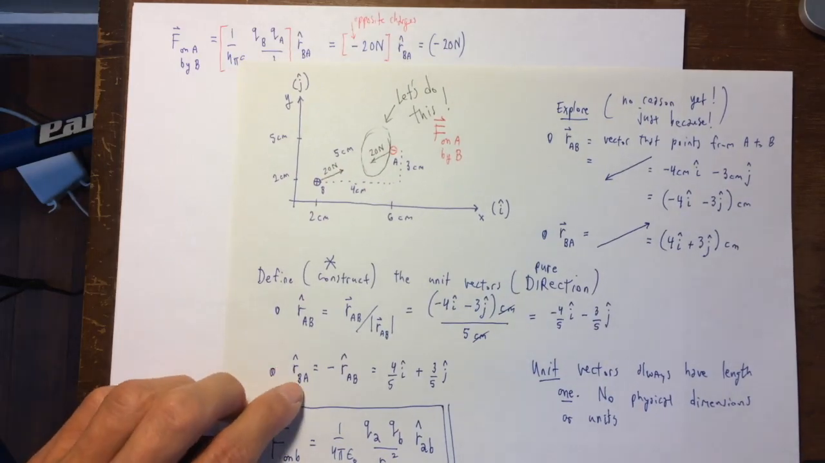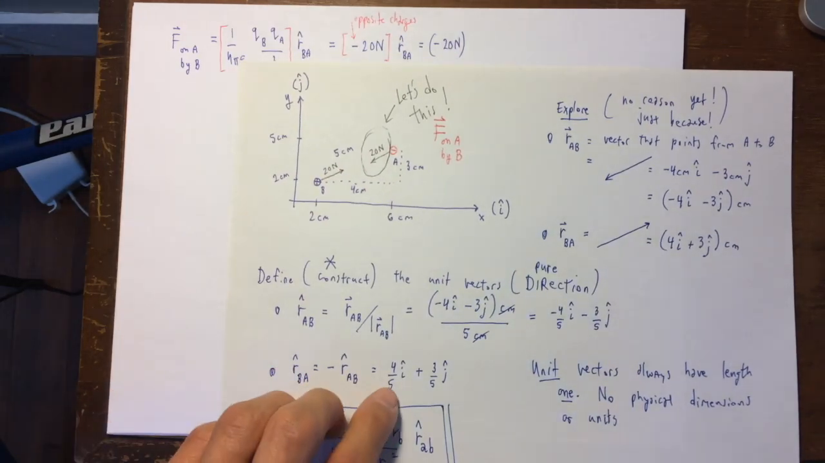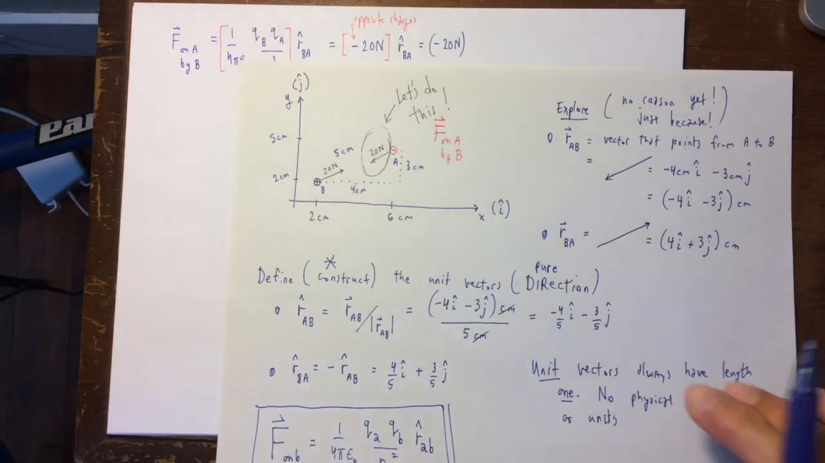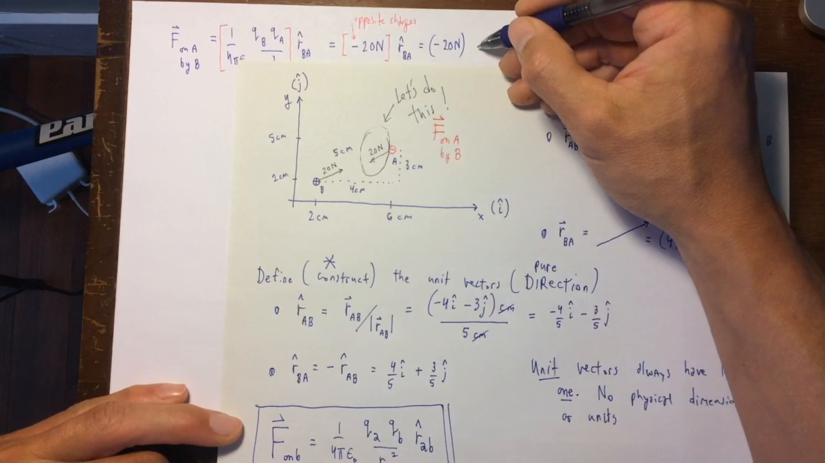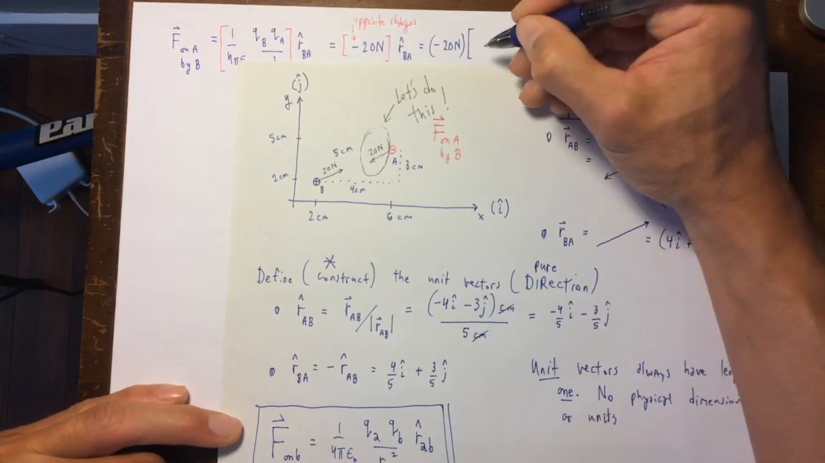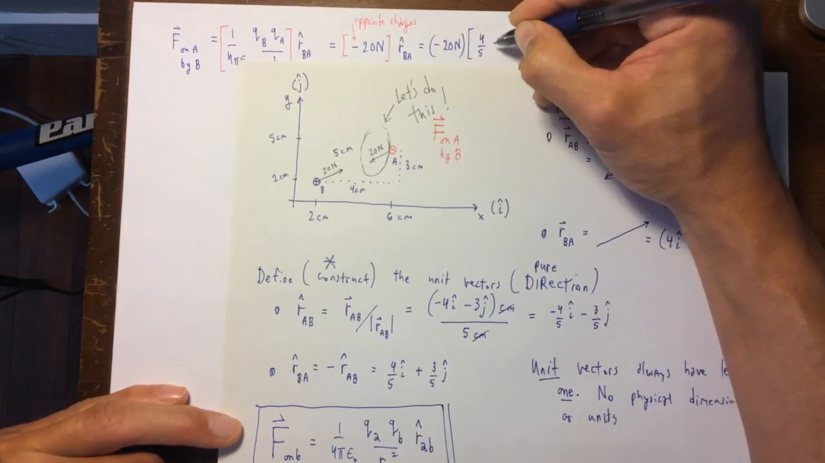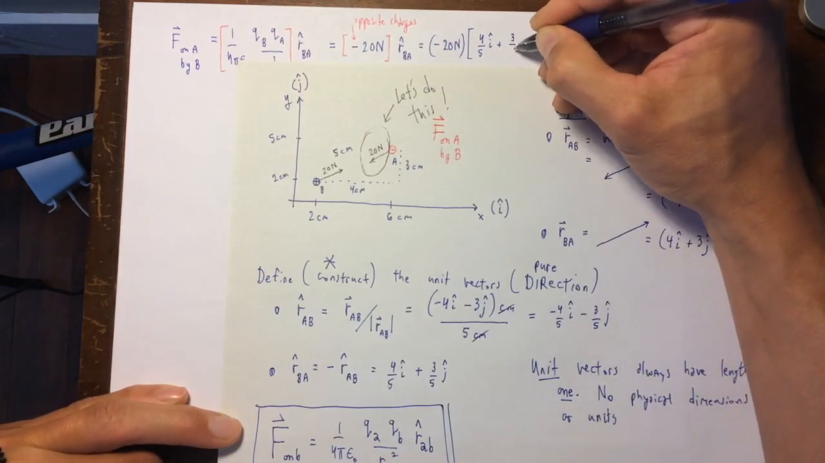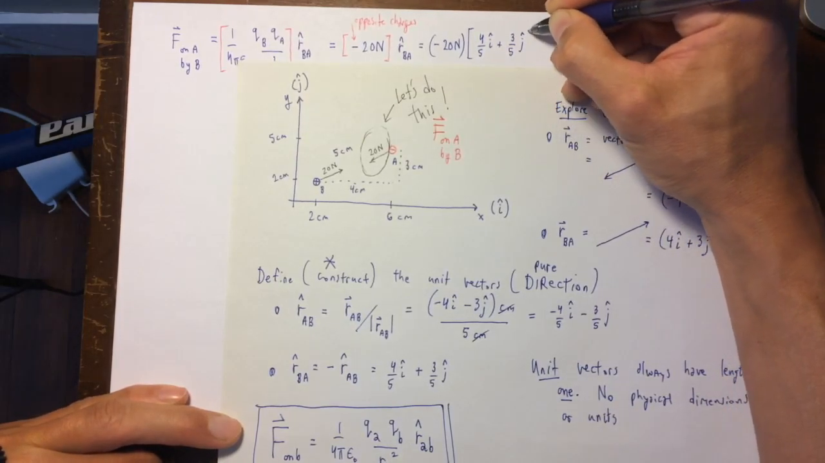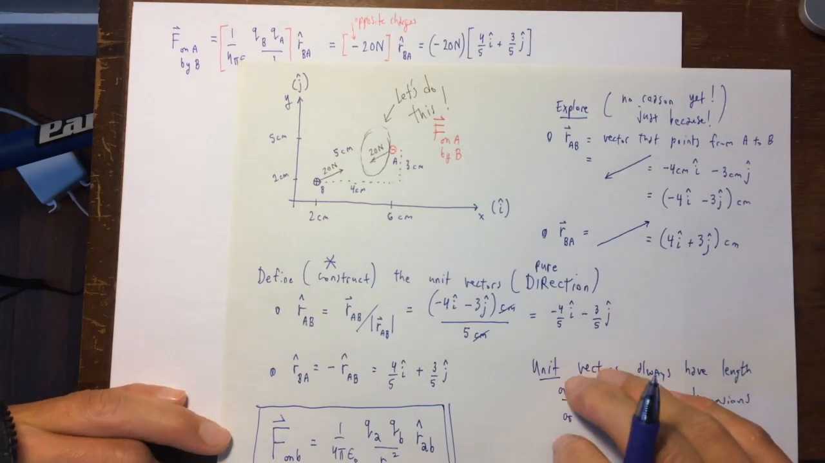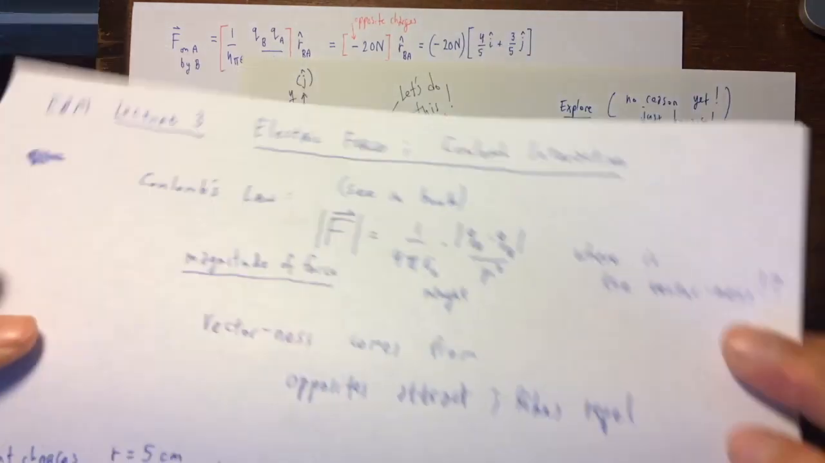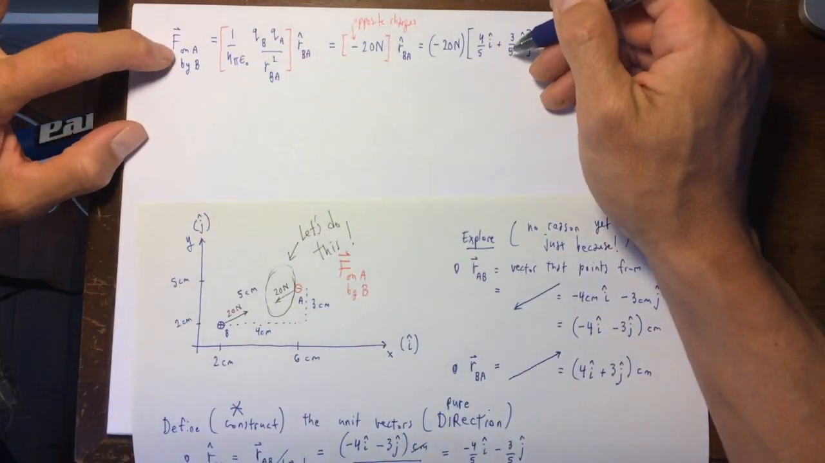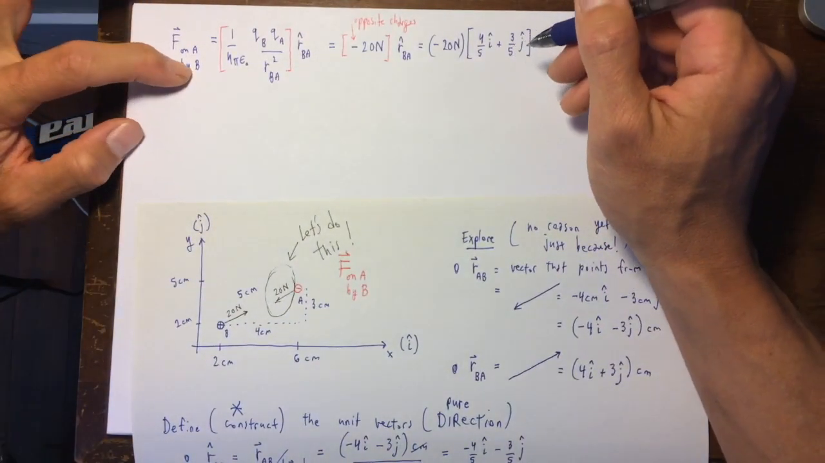Here it is, r hat from B over to A is positive 4/5 i hat plus positive 3/5 j hat. So I'm just going to take this and put it right here. So this is 4 over 5 i hat plus 3 over 5 j hat, like that. So this is my expression for the force that acts on capital A by capital B.